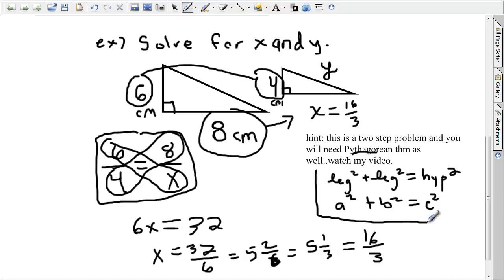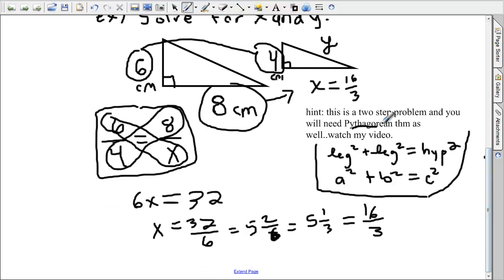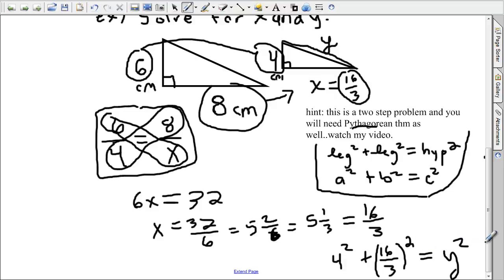So let's see if we can use that to help us solve for y. And by the way, from here to here is the hypotenuse. So just make sure we're plugging and chugging everything in the right spot. So 4 squared, that's one of our legs squared, plus our other leg, which we just figured out was 16/3. So plus 16/3, the whole thing squared, has to equal the hypotenuse squared.